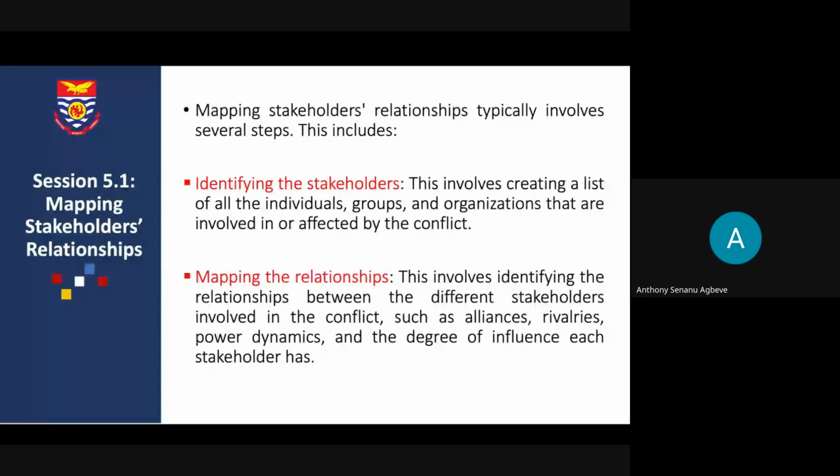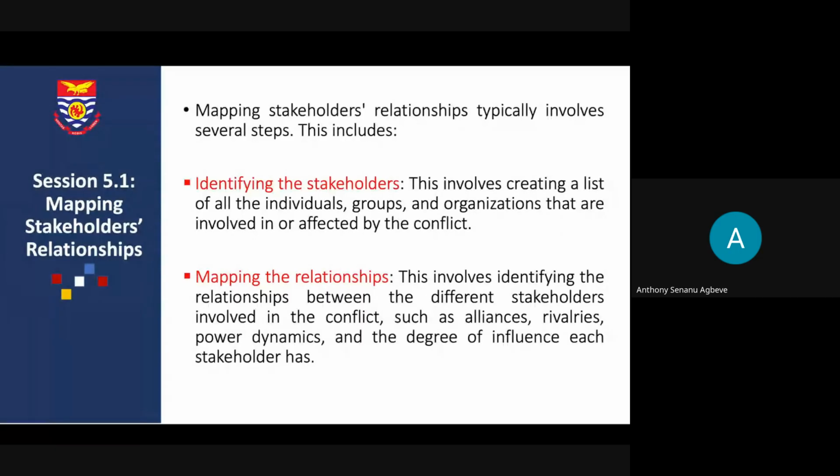So once you map all these issues, you'll be able to tell which of the stakeholders has a lot of power. And if one person has a lot of power, what can we do so that the power of that person will not overshadow that of the other stakeholders? So that at the end of the day, the views and the negotiations of the most powerful one will not be imposed on the less powerful stakeholder. Because at the end of the day, we want peace to prevail.